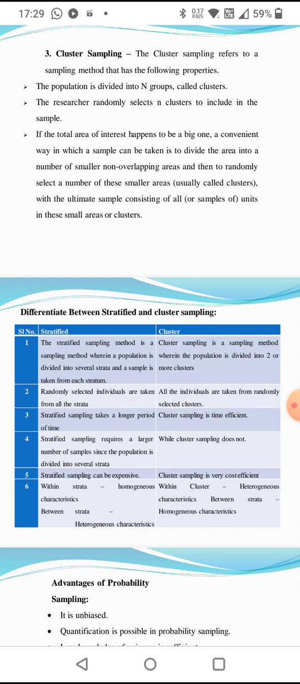Within a stratum you have homogeneous characteristics, and between two different strata you have heterogeneous characteristics. Within clusters, you have heterogeneous characteristics, and between clusters, homogeneous characteristics.